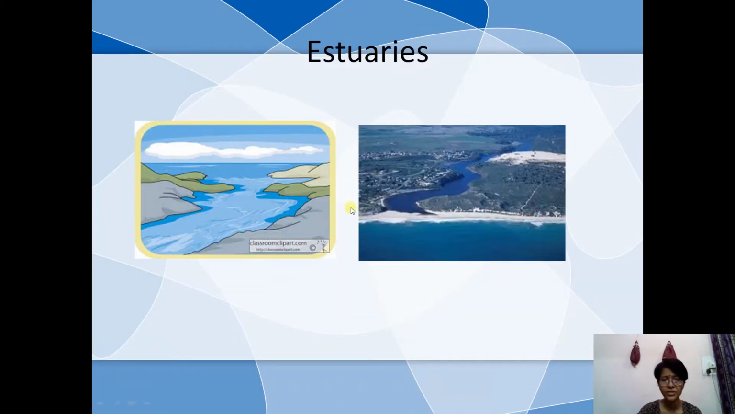Estuaries, another formation which is found. It is completely different from the delta. You see one picture of an estuary. That means whenever the river tries to meet any sea or ocean, estuaries may form. Two pictures I'm showing here.